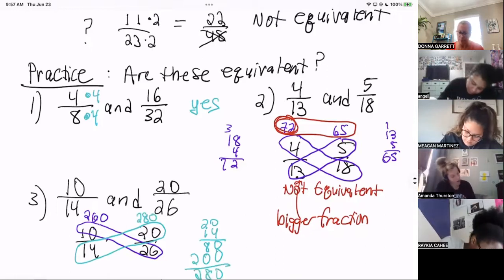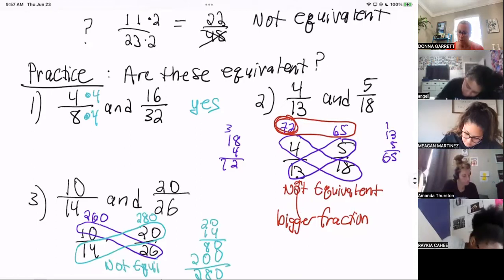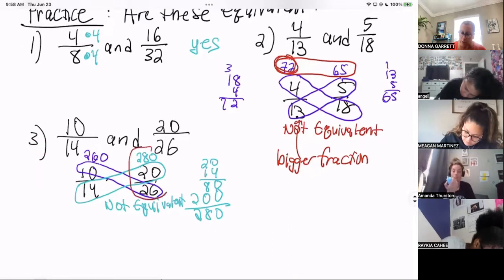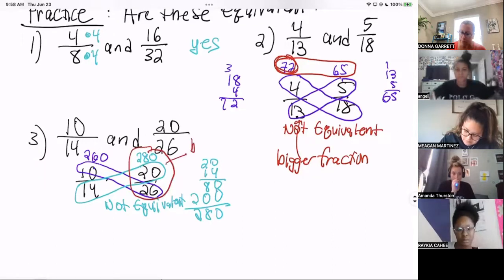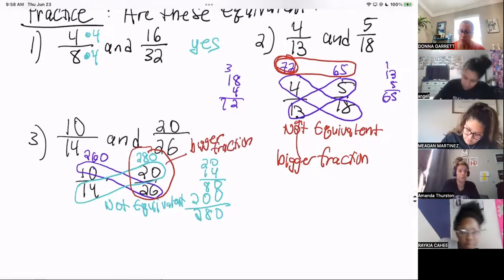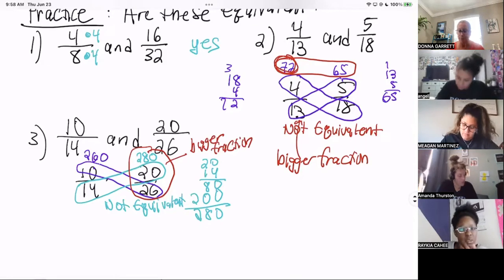No. Not equivalent. But I also know something, which again is not really part of this chapter. It might be coming up. I also know that this fraction is my bigger fraction, just by doing the same thing. I know two things. Number one, they don't represent the same number. Number two, I can tell you which one's bigger and which one's smaller now by cross multiplying like that.